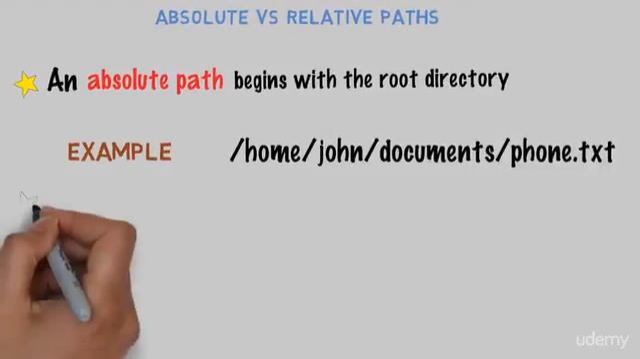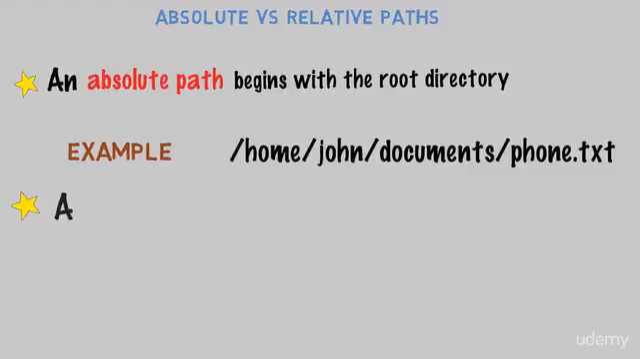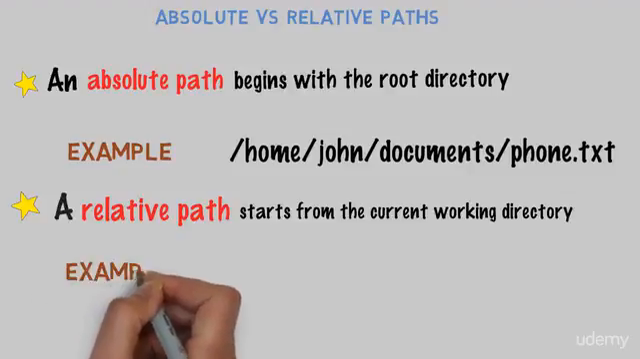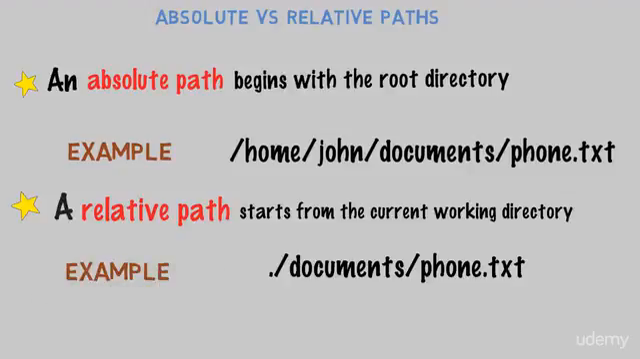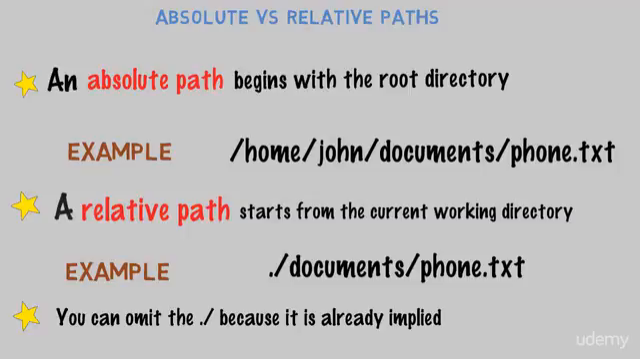However, if John is currently at his home directory, then he can use the relative path name instead to access his file phone.txt. Unlike the absolute path, the relative path starts from the current working directory, and the absolute path starts with the root directory.